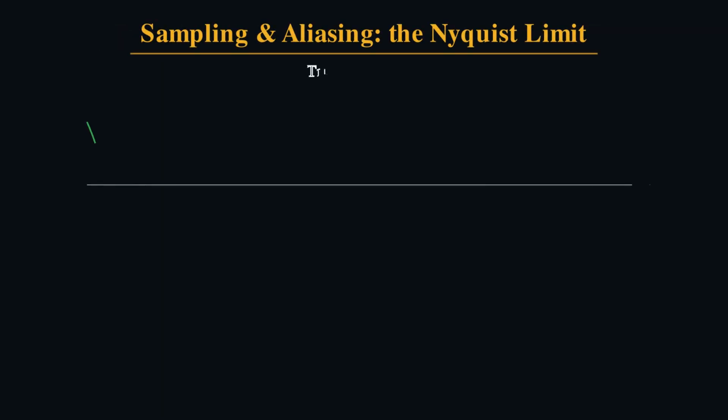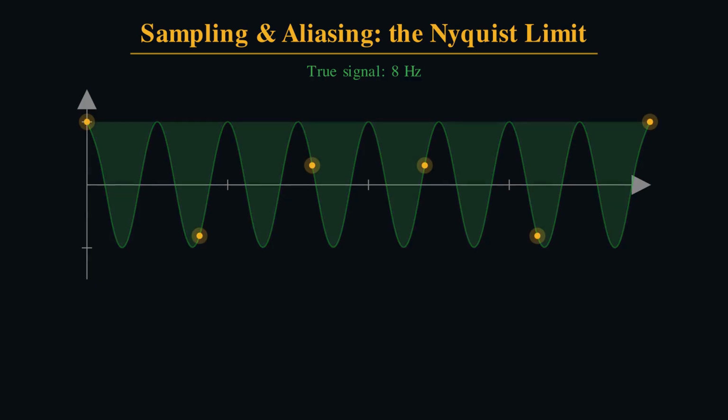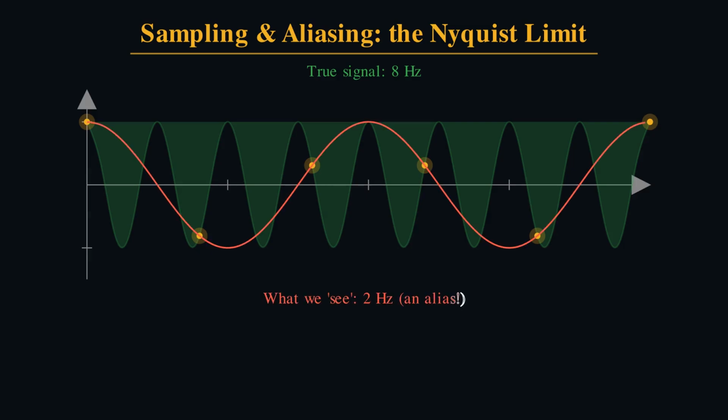Here is the most dangerous practical trap. When we sample a signal, we only capture snapshots at fixed moments. Here is a true 8 Hz wave. Now suppose we sample it too slowly, only 5 times a second. Look only at the sampled dots and connect them. A completely false low frequency appears out of nowhere. The fast wave is masquerading as a slow one. This is aliasing, the same effect that makes car wheels appear to spin backward on film.